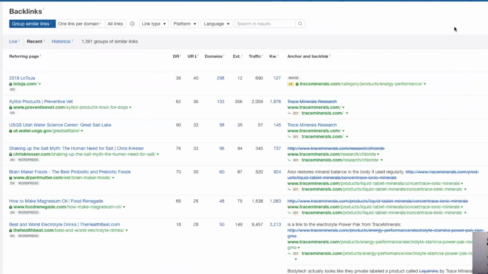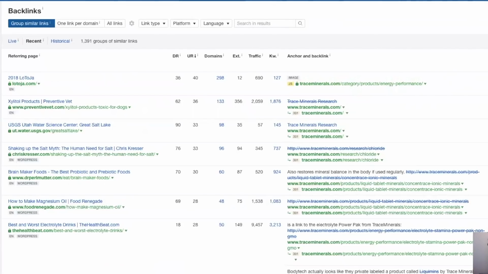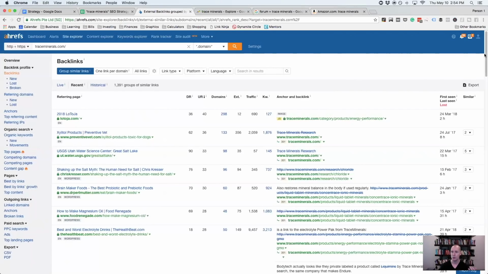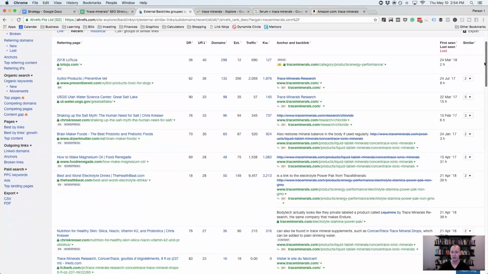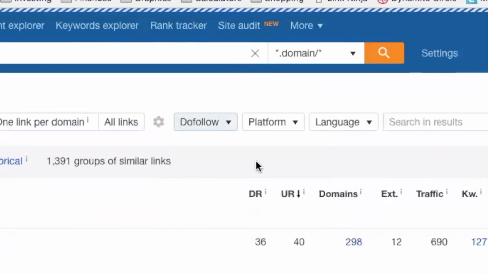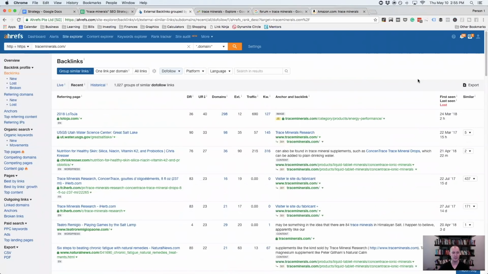And so basically what I want to do here is see, does this number one ranking result, the guy who's dominating for this keyword phrase, have good high quality backlinks. Right away, the first thing I notice is a lot of his top links are nofollow. So what I would do is make sure that we're only looking at dofollow links. Okay, so now we're looking at just the dofollow links that this particular person has.